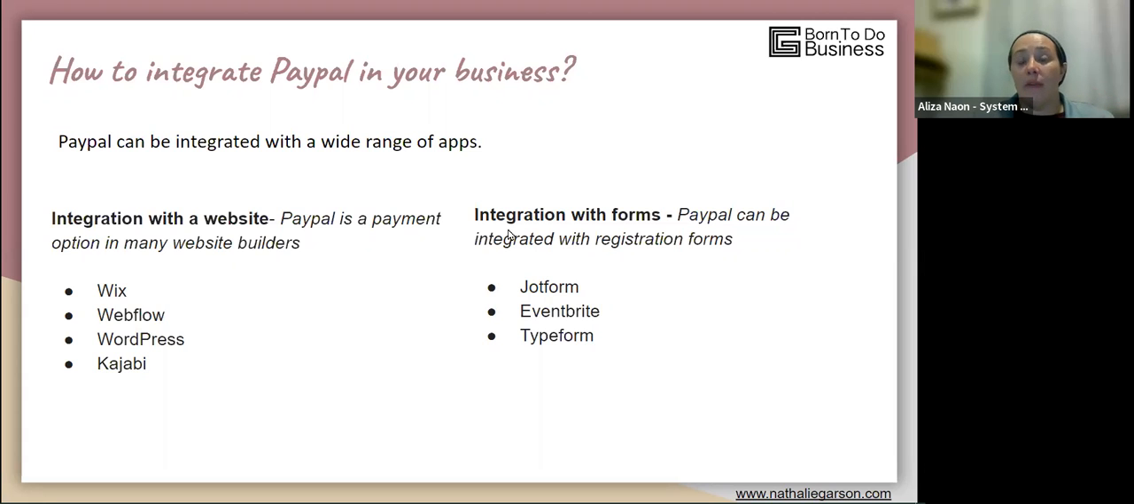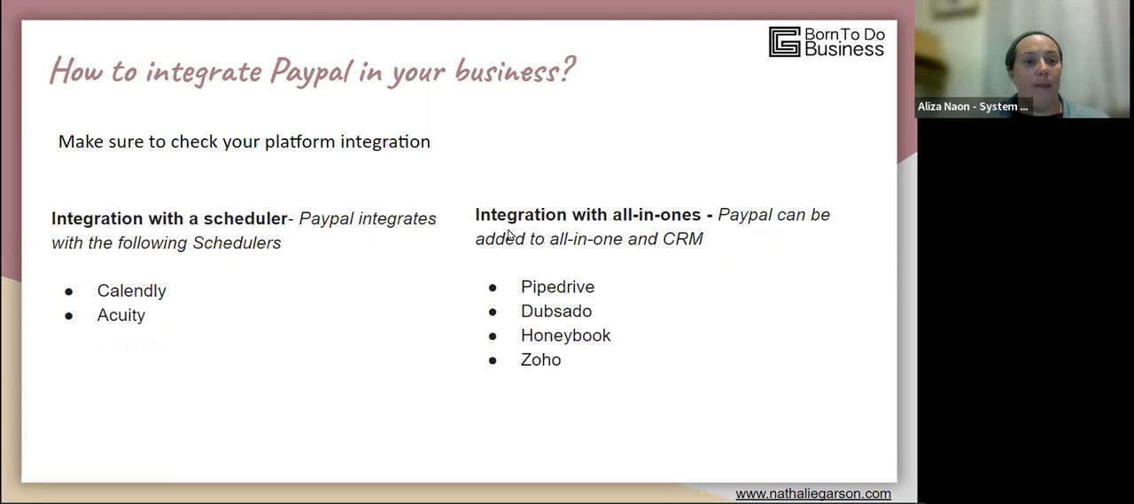It works with forms. So if you want to create a registration form for an event or for some of your classes, and you want to have that on the form, you can use JotForm or Typeform, and then you can embed PayPal. You can use Eventbrite and have your payment going through PayPal. Some of the other applications are integration with schedulers. If you are using Calendly and you are requesting payments before people can book, or you want to make the payment conditional to confirming the booking, so on Calendly or Acuity, then you can link it to PayPal.